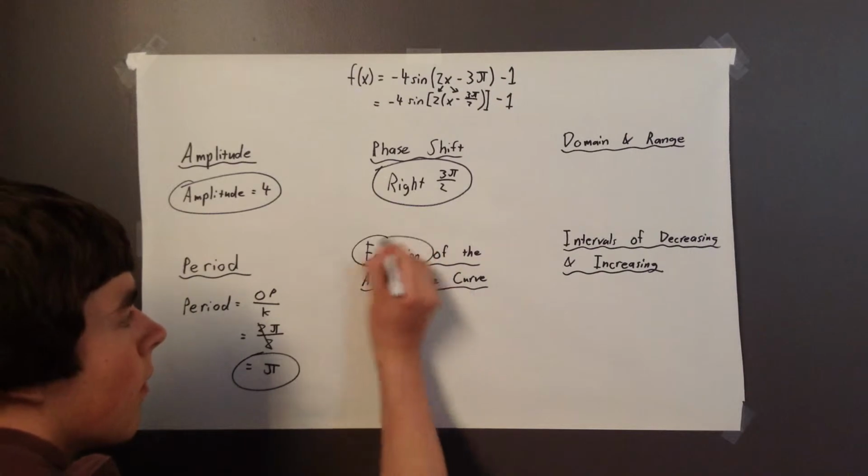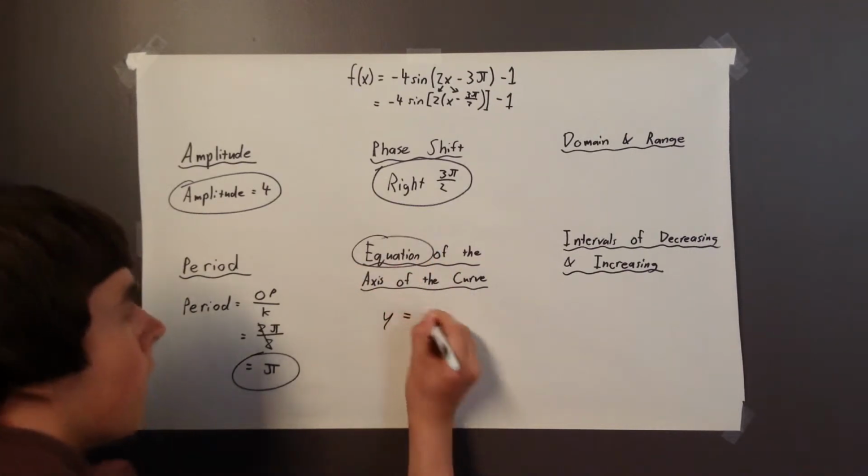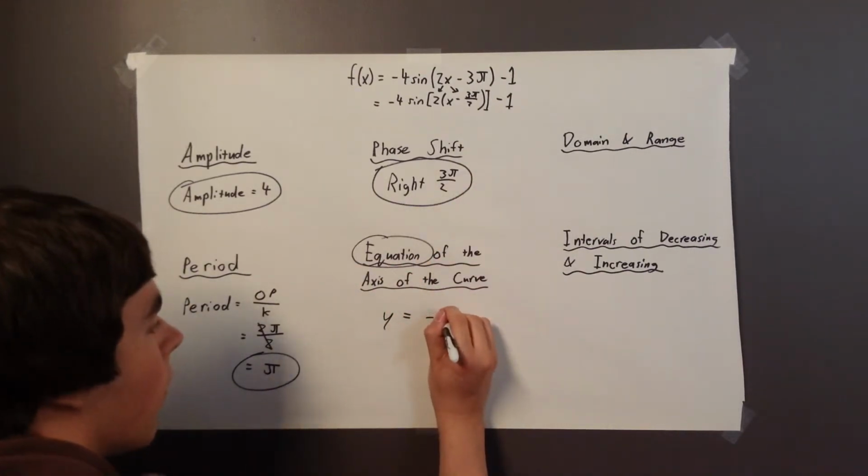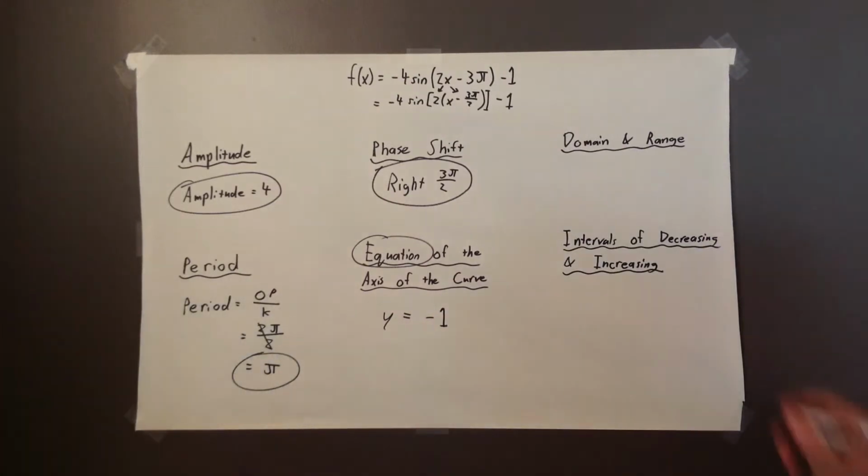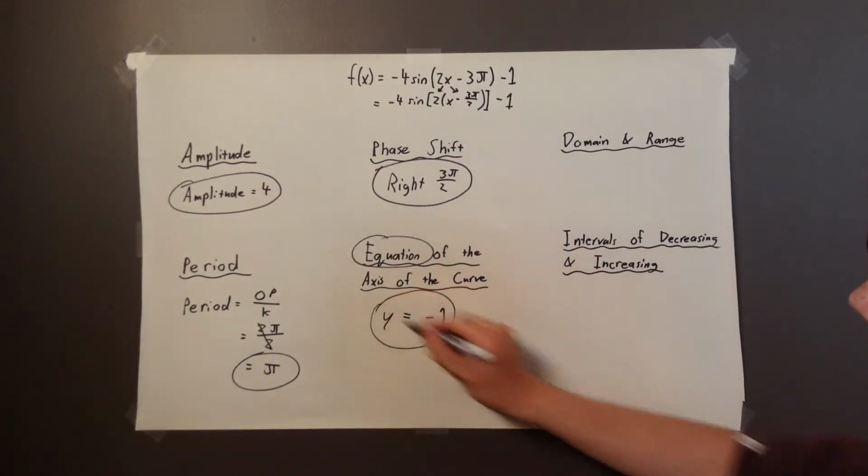When looking at the equation of the axis of the curve, we take note that it is an equation, so we must include a y equals. Then we just simply take the c value from the function equation, which is -1.